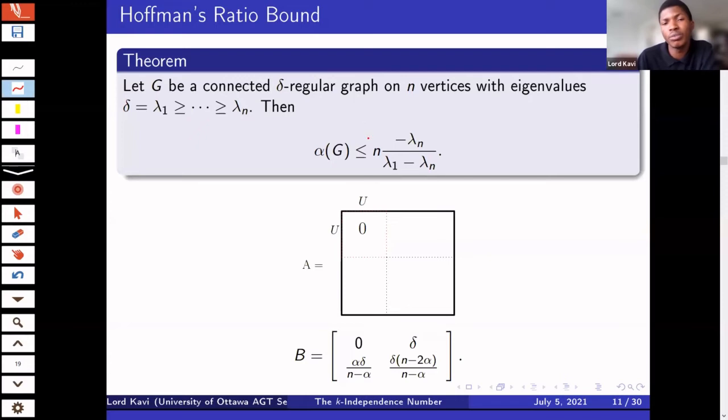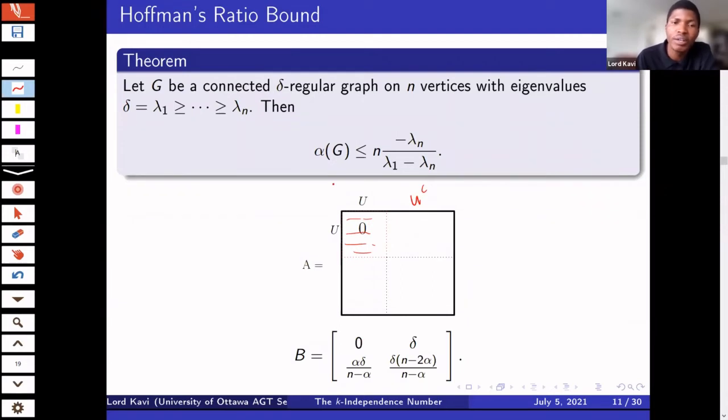This result can be proved using interlacing as well. For instance, if we partition the adjacency matrix into U and U complement, where U refers to the independent set, then there is no edge between vertices in the independent set. So all values here will be 0, everything here is 0 because there's no edge. All the neighbors of U will be in the complement of U. Now if we are looking at the quotient matrix, this is 0, so clearly this becomes 0.